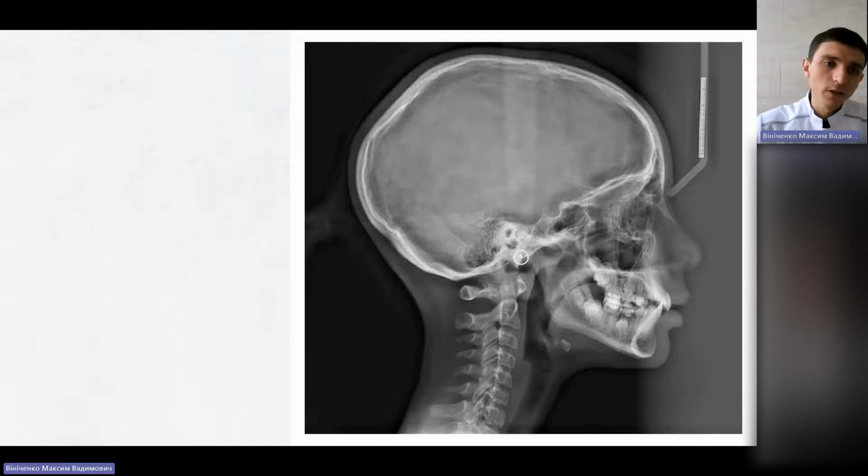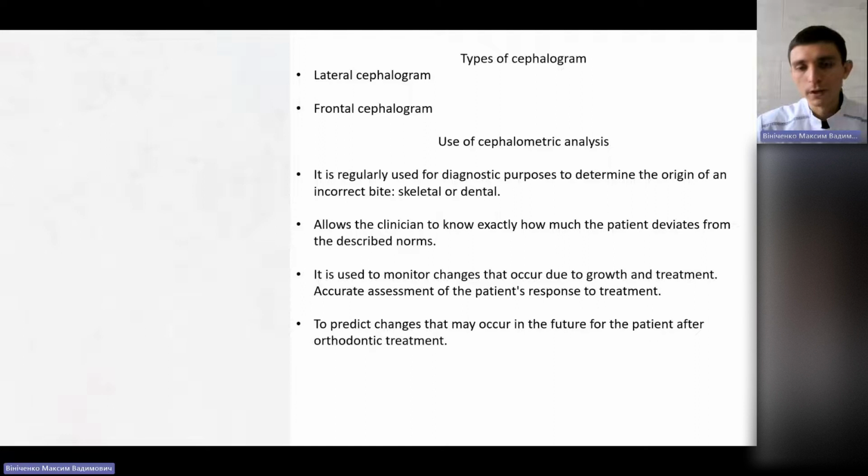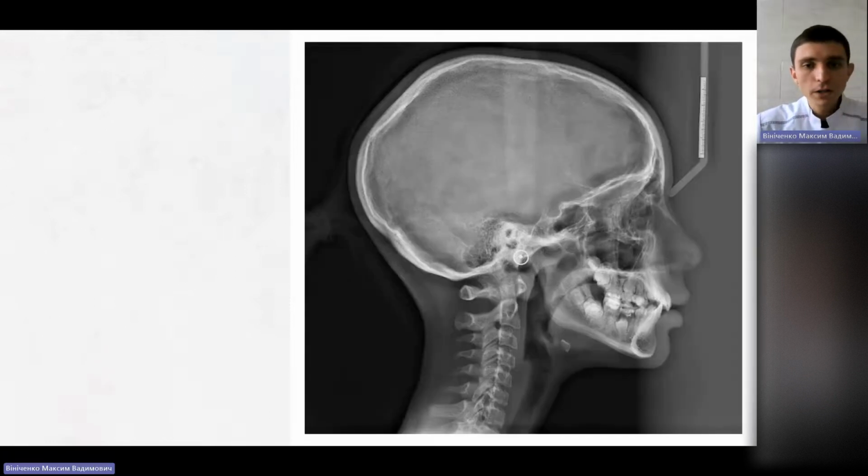If the patient has a crossbite, we use the frontal cephalogram and the lateral cephalogram. If the patient doesn't have a medial shift, we use only the lateral cephalogram. But all our patients need to have these lateral cephalograms. So here you can see the lateral cephalogram. There are a wide variety of methods to decipher or spell out these cephalograms.